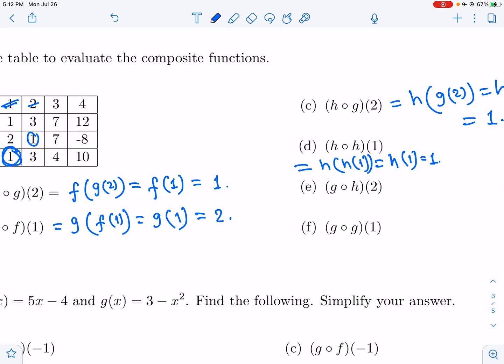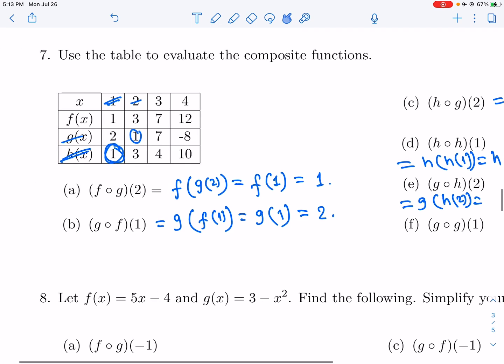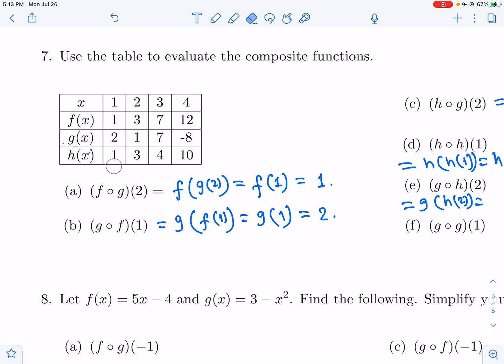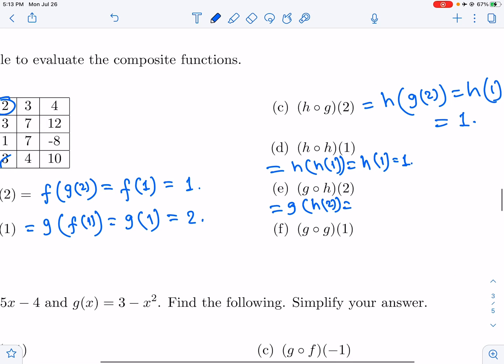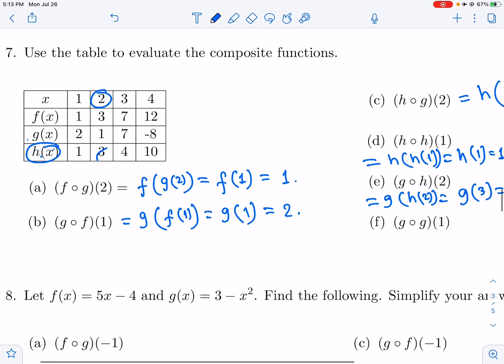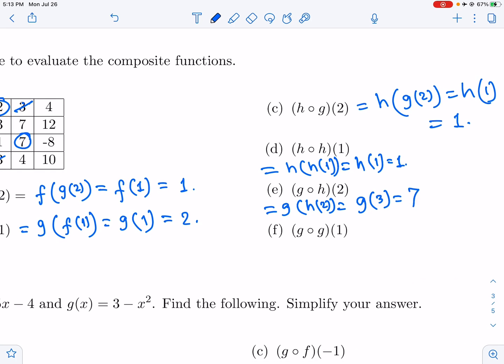g at h of 2, that's g at h of 2. What is h at 2? Okay, let's look at this table. h at 2 is 3, so this is 3, so g at 3. Now we need to evaluate g at 3. When x is 3, the g value is 7. Okay, so this is 7.